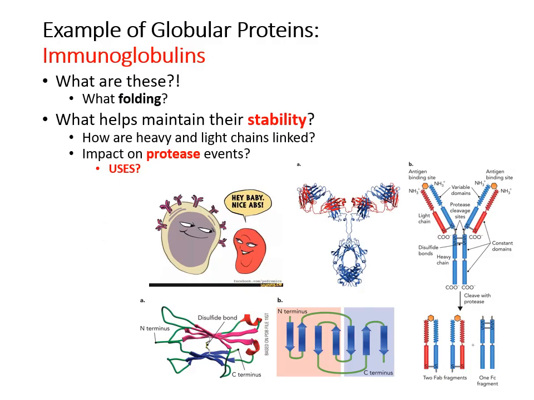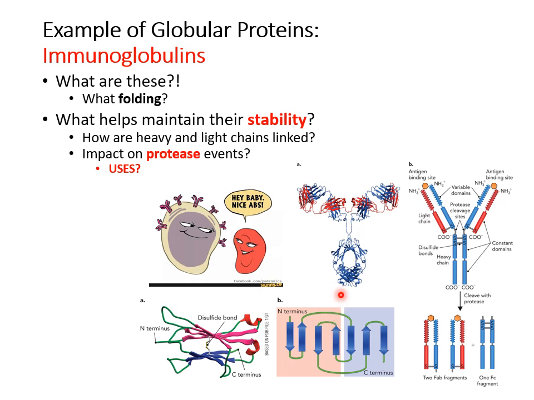Then I want to point out examples of globular proteins that are very, very important to us. These are immunoglobulins. If you've ever heard Ig or immunoglobulins, that's a fancy term for antibodies. So when I ask what are these, they are antibodies. The folding is an all-beta structure that includes the Greek key fold. So you're seeing all-beta structures here.